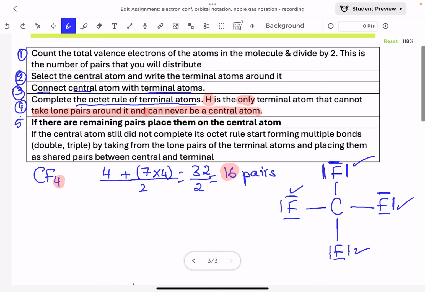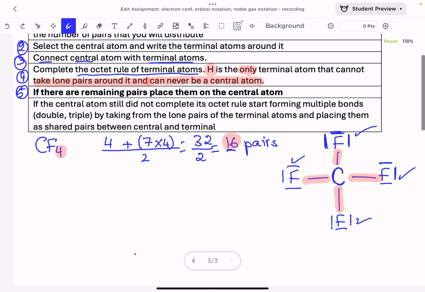Now, after completing the octet rule of the terminal atoms, if there are remaining pairs, you go back and you place them on the central atom. In this case, we finished our pairs by distributing them. So in the example CF4, step 5 is not applied. And step 6, we double check if the central atom completed the octet rule. Now C did complete the octet rule because C has now 2, 4, 6, and 8 electrons, and it is stable.